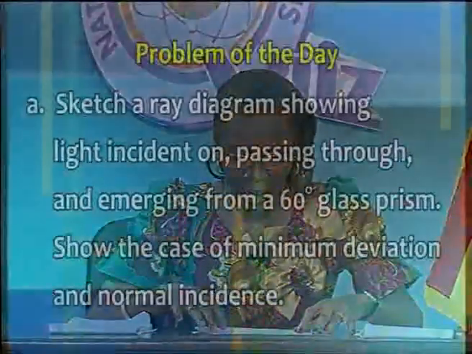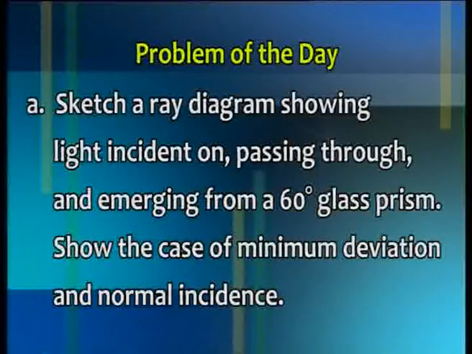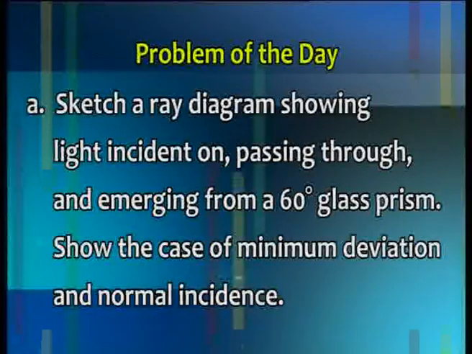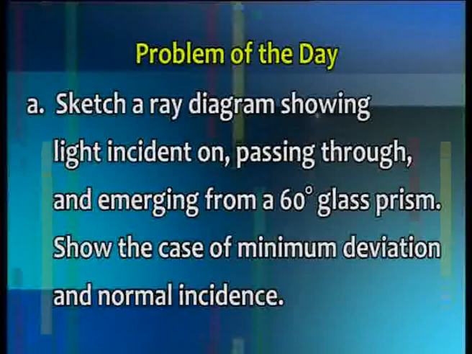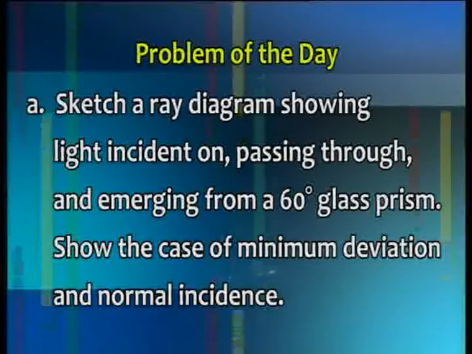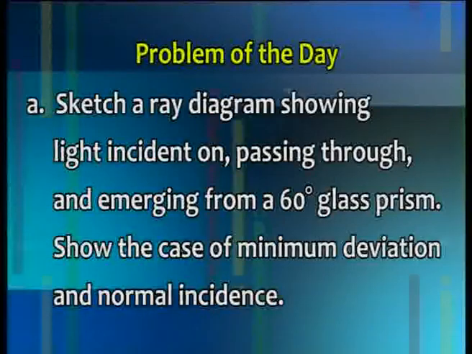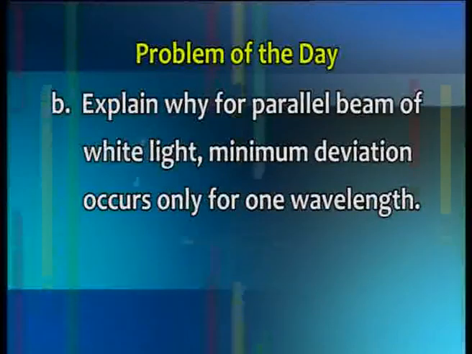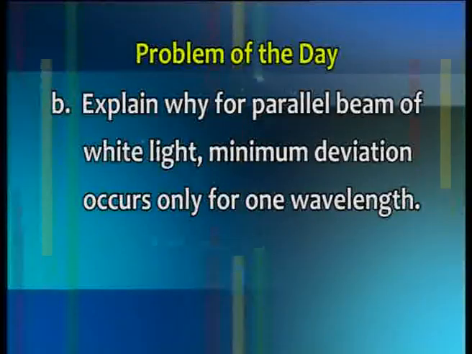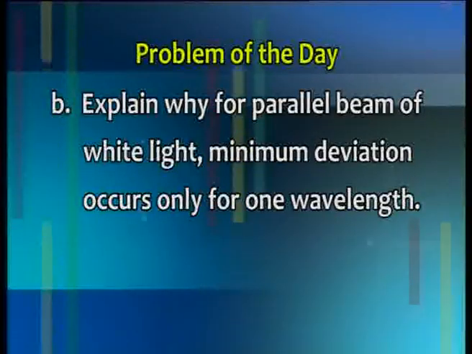Problem of the day. Sketch a ray diagram showing light incident on, passing through, and emerging from a 60-degree glass prism. Show the case of minimum deviation and normal incidence. Second part. Explain why for a parallel beam of white light, minimum deviation occurs only for one wavelength. Contestants, this is your problem of the day. You may begin.